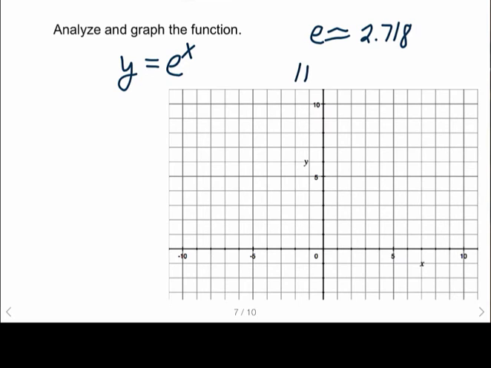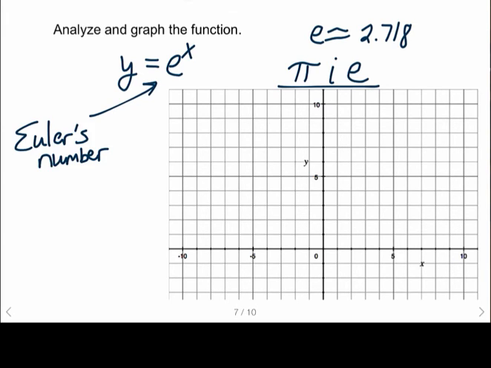Well, you've done it before. We have pi. We have i. Well, we can add e to that, and now we have pi, P-I-E. Anyway, it's one of those numbers that comes up so often that they have given it a name. It's actually called e because of a guy named Leonhard Euler, and Euler's name starts with an e. And so e is actually Euler's number.